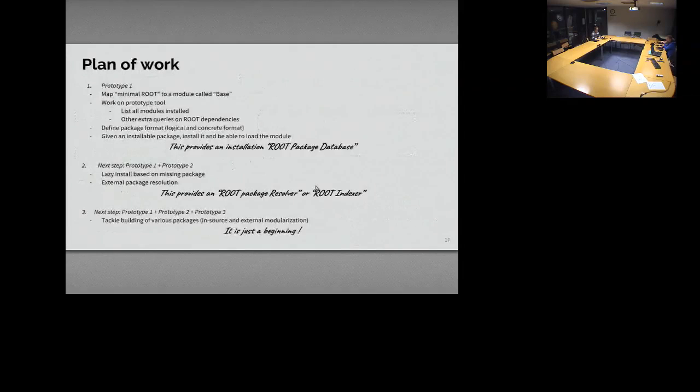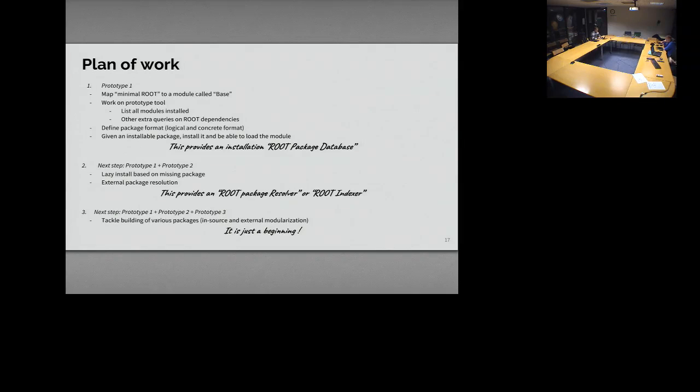And so the plan of the work, which I now want to speed up a lot, is to go step by step and provide something like a minimal root with a base properly, when you will be able to test it, to work on the prototype tool possibilities, to list all models, to do extra queries on root dependencies, define the package format, and try to go through the whole list of the models and see if it will work 100% with all available root models.